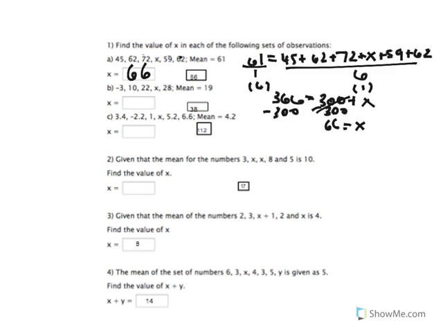In the next one here, it's the same type of problem. They just give us a different mean, and we're just going to find a different value for x. And then the same thing here. Let's look at number 2. It says, given that the mean for the numbers 3, x, 8, and 5 is 10, find the value of x. Okay, so this is the same as the ones above.